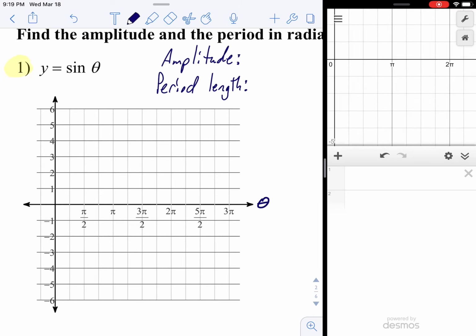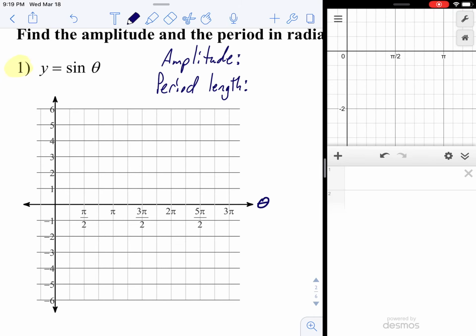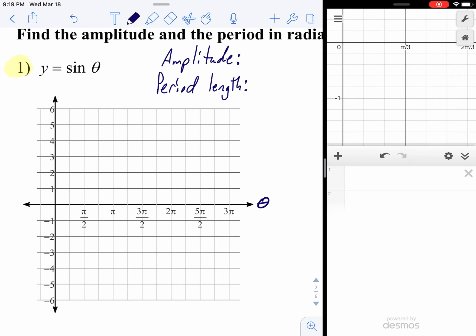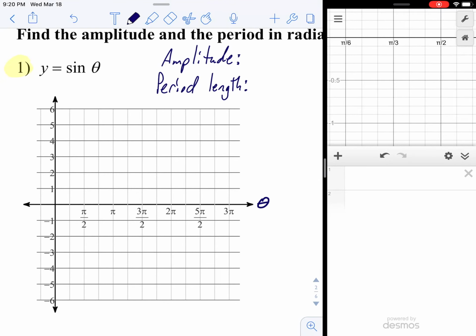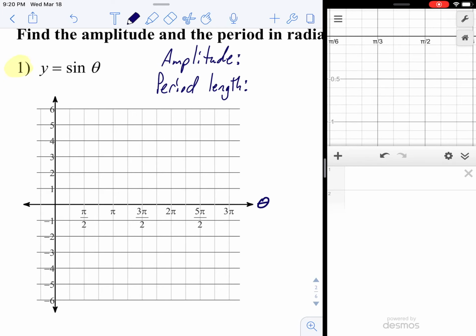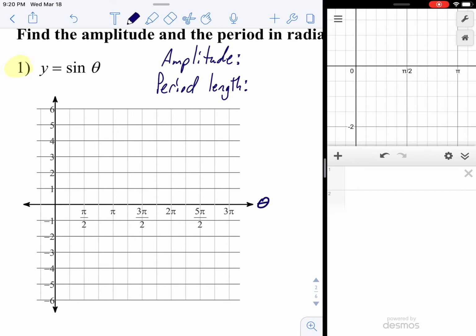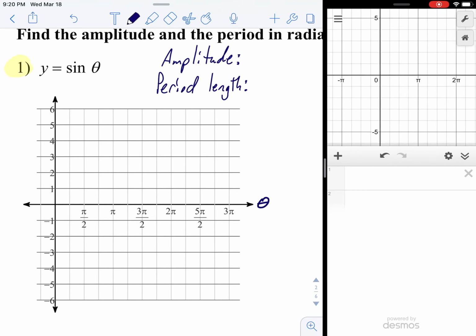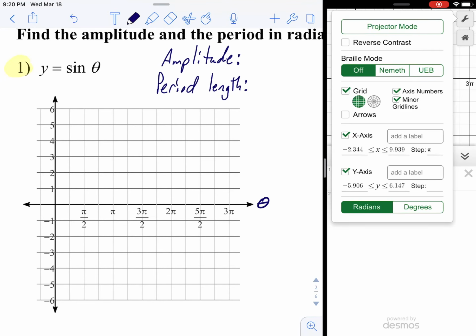Instead of counting 1, 2, 3, 4, 5, here I got pi over 2, pi, 3 pi over 2. Just like on the unit circle, pi over 3, pi over 6. You can have all of these different measurements if you zoom in or out from negative infinity to positive infinity. So again, hit the wrench, make sure you're in radians, and then the x-axis, make the step pi. The y-axis you don't have to mess with. Don't change anything about that.